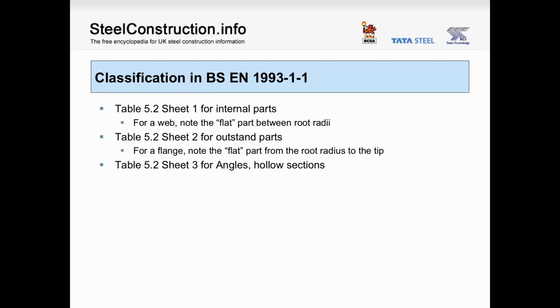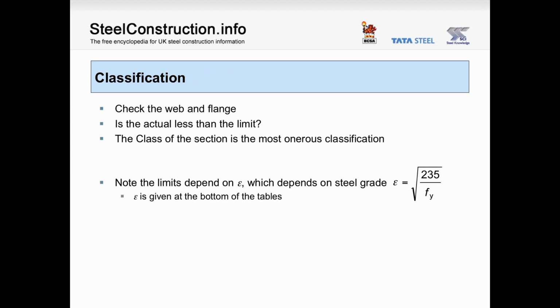There are three sheets given in BS EN 1993-1-1. Sheet 1 covers internal parts, and for that we would recognise them as webs. Sheet 2 covers outstand parts, and we would recognise those as flanges, and Sheet 3 covers angles and hollow sections. For a rolled section, we would need to classify both the web and the flange, and we are going to compare the actual geometry with the limits given in the tables. The class of the complete section is taken as the most onerous classification from either the flange or the web.